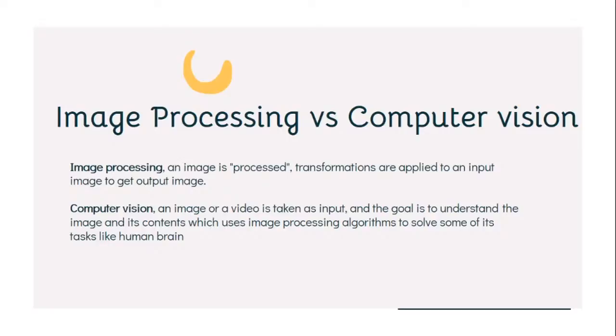So it will recognize like that, that this is the object, that is the mobile phone, that is the pen. Those kinds of recognition are done with the help of computer vision. Image processing will process an input image and apply a transformation to get an output image. But computer vision, like a human brain, will do any kind of application with the help of image processing algorithms. This is the main thing behind computer vision and image processing.